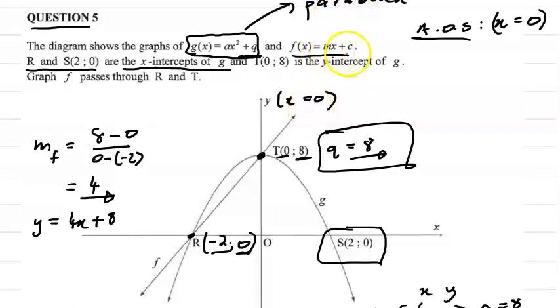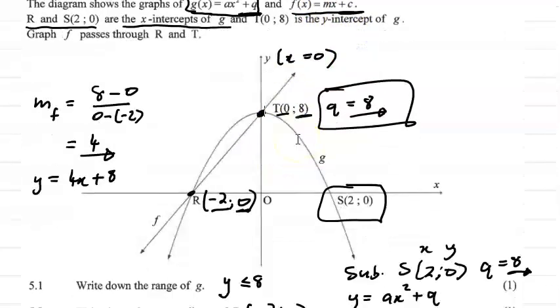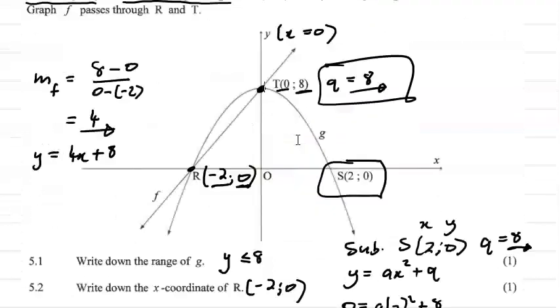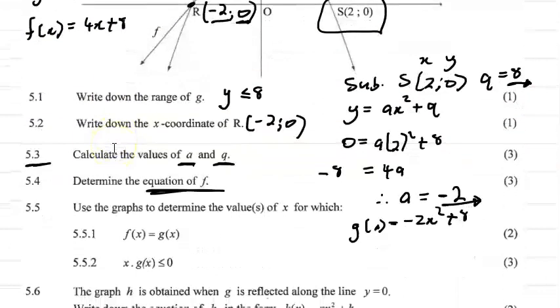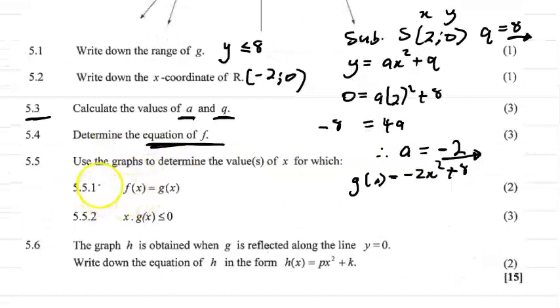mx plus c. Remember, m is the gradient, c is the y-intercept. It shares a y-intercept with the parabola, right? So f of x is equal to, you can write over here, f of x is the same here, 4x plus 8.